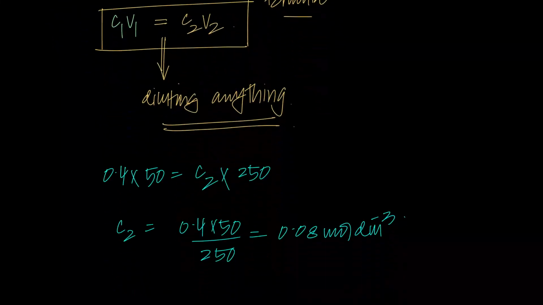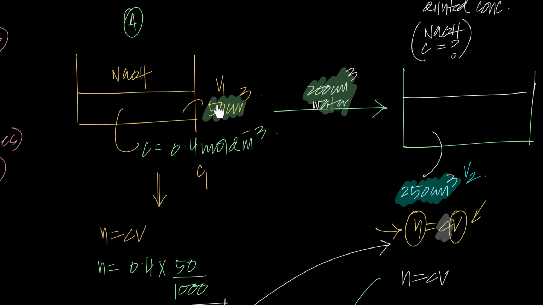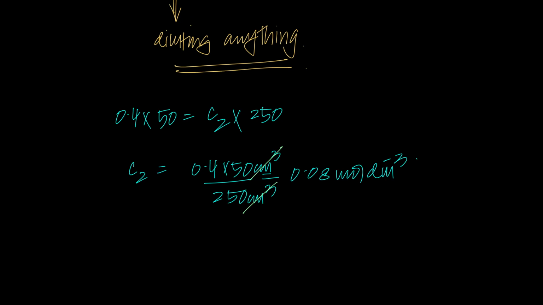Because understand, guys, the only reason why you convert is because you want this dm cube to cancel out with this dm cube. That's why you convert it, right? But in this case, you can even work with cm cubes because you have 50 cm cube at the top, you have 250 cm cube at the bottom. This cm cube and cm cube cuts out. So you get 0.4 times 50 divided by 250. No need to convert it into dm cube. You can still add dm cube at the end because concentration was in mole per dm cube, right? So cm cube cuts out. The remaining concentration is also going to be in mole per dm cube. Pretty simple, huh?